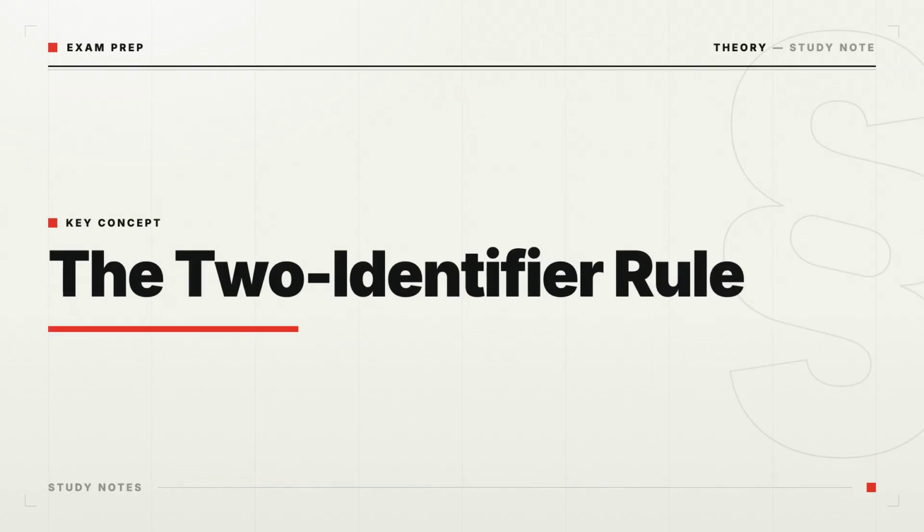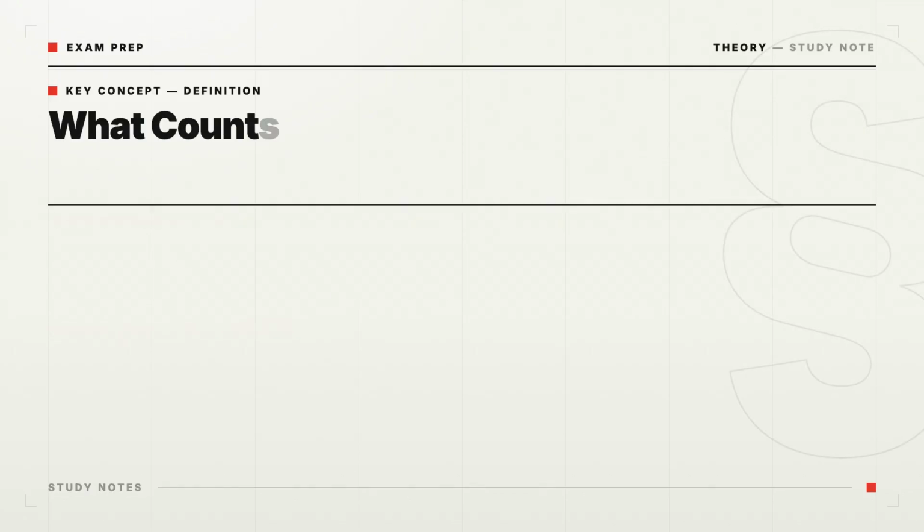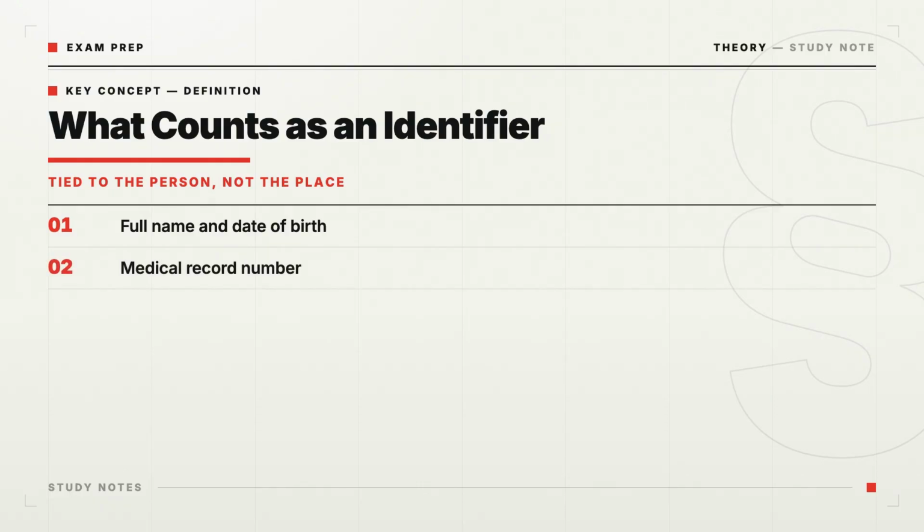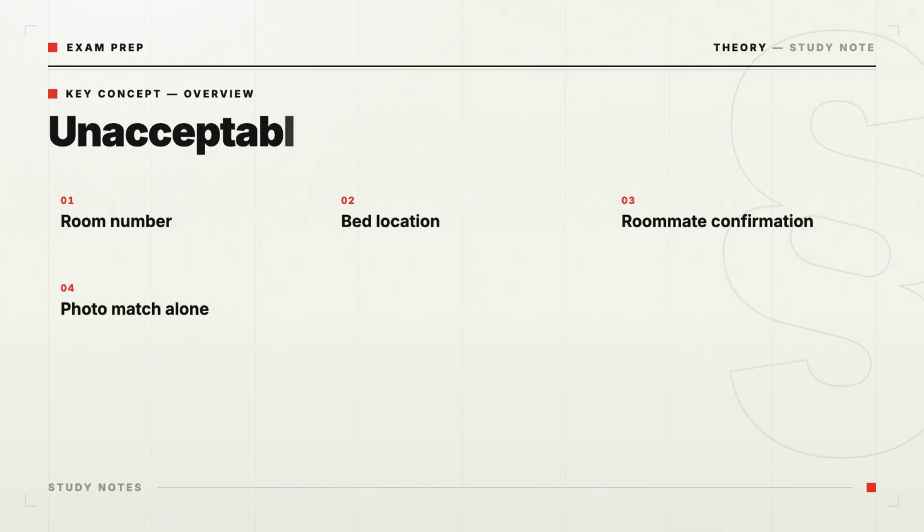Before any medication, specimen, or procedure, one small step prevents enormous harm, confirming the right care goes to the right person. The national standard is checking two patient identifiers every single time. Valid identifiers travel with the patient no matter where they're placed. Full name and date of birth are the most common pair, but a medical record number, a photo, or a wristband barcode can also serve as one of the two.